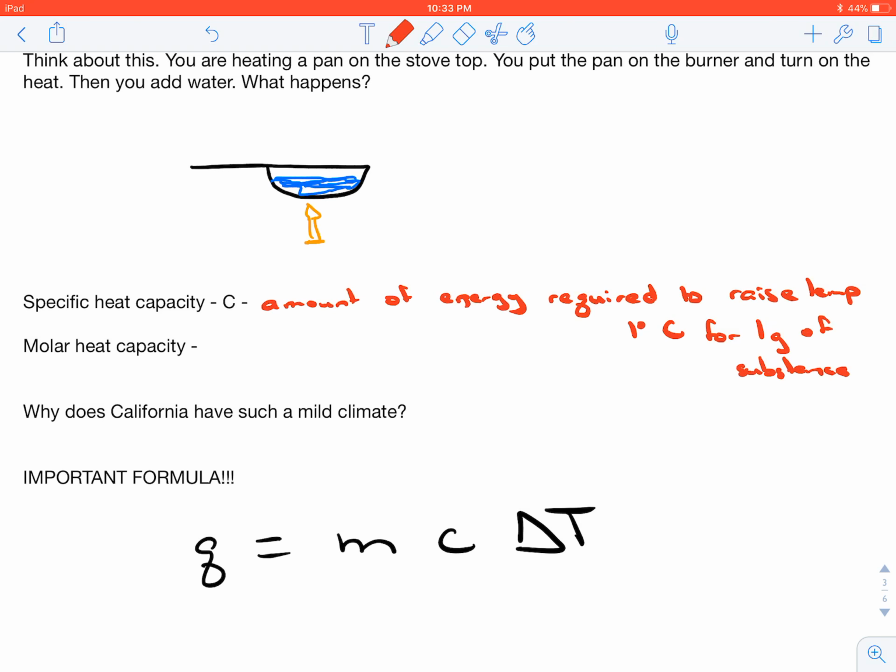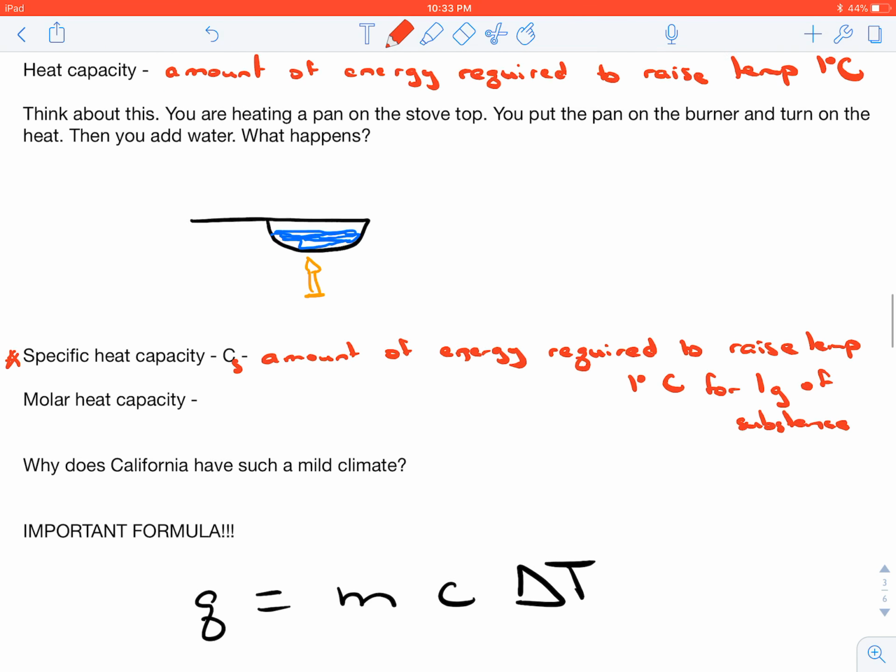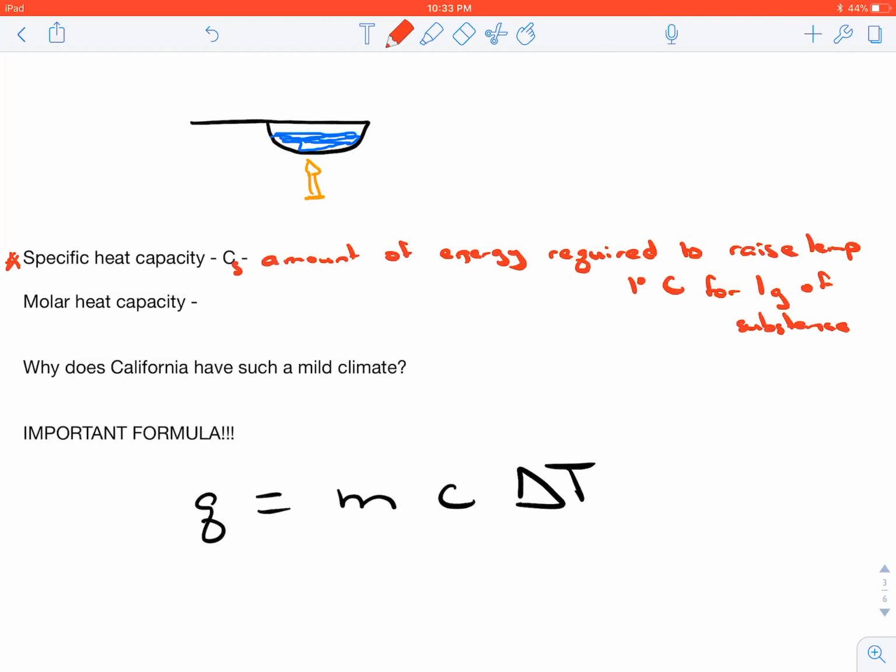And a lot of times we actually use specific heat capacity. It's abbreviated C sub S, and we use specific heat capacity so much more than heat capacity and molar heat capacity. But we should go ahead and define molar heat capacity. What do you suppose molar heat capacity is? Molar heat capacity is the amount of energy to raise the temperature of 1 mole.